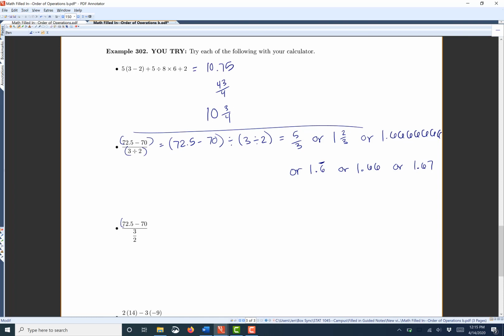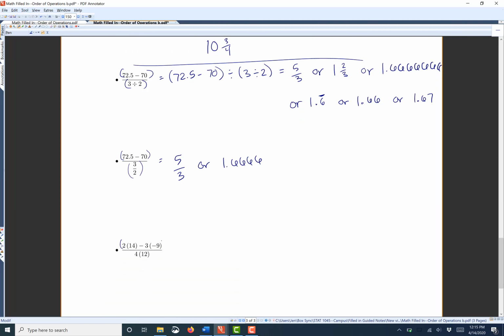Our next problem, again, you need parentheses around the top and parentheses around the denominator. So this should give you 5/3 again. That's because notice it is the exact same problem, but here they did a divide symbol. Here we just did a fraction symbol, but it was the same problem. So 5/3 or 1.6666, depending on any of these different ways that we had to write it. You can choose.